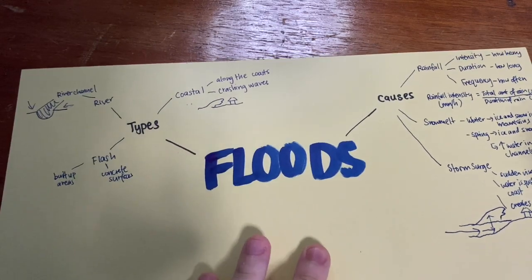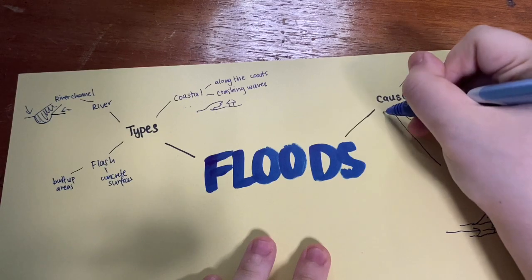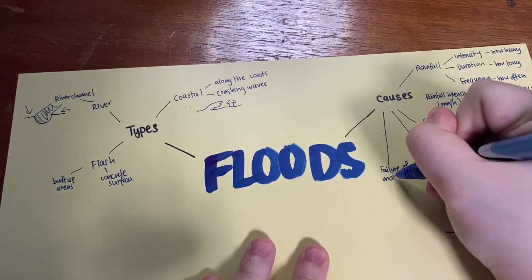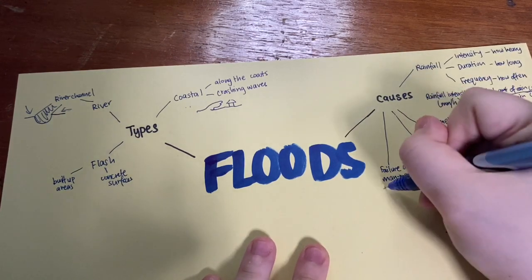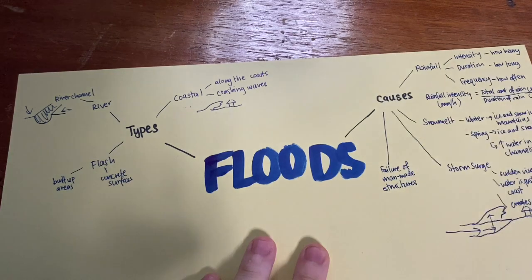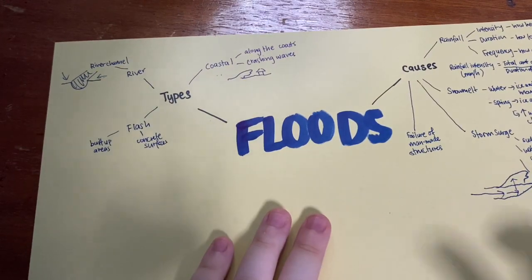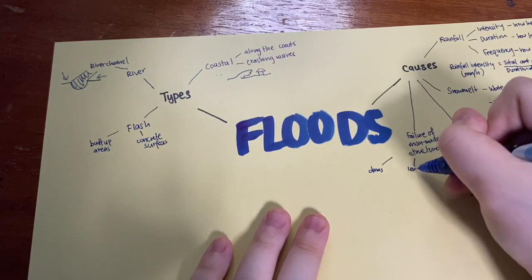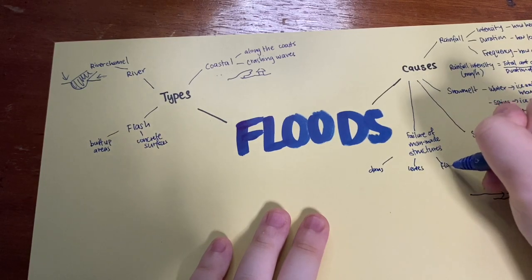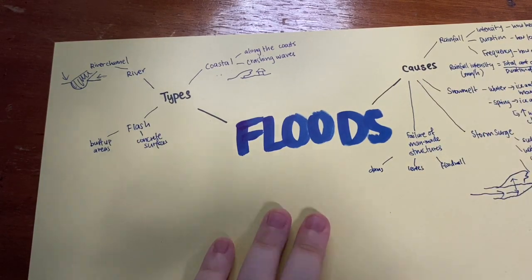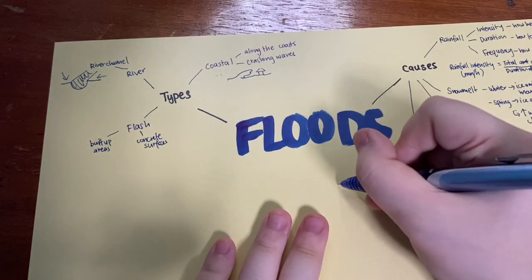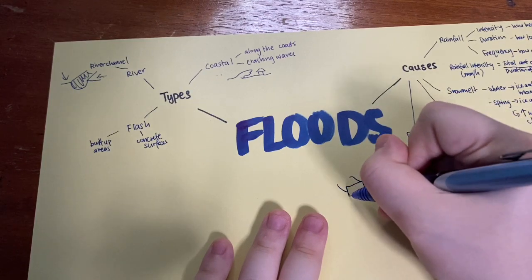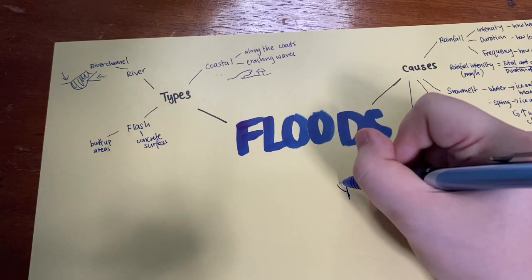And lastly, we have failure of man-made structures. In class we learn about 3 types of structures: dams, levees, and flood walls. For a dam, imagine this is a river over here. What they do is build a dam here to stop the river from flowing.